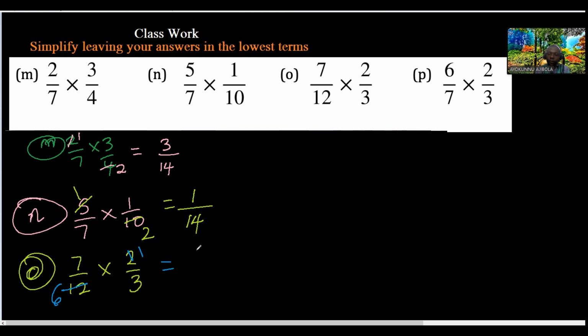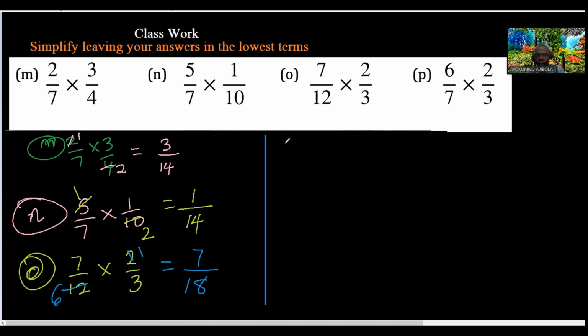7 times 1, which is 7. And 6 times 3, which is 18. 3 times 6, okay? Is that clear now? When you see a big number multiplying a small number, you can also switch it so that you can get your answer. Say 3 times 6, that's 18. It's the same thing as 6 times 3.